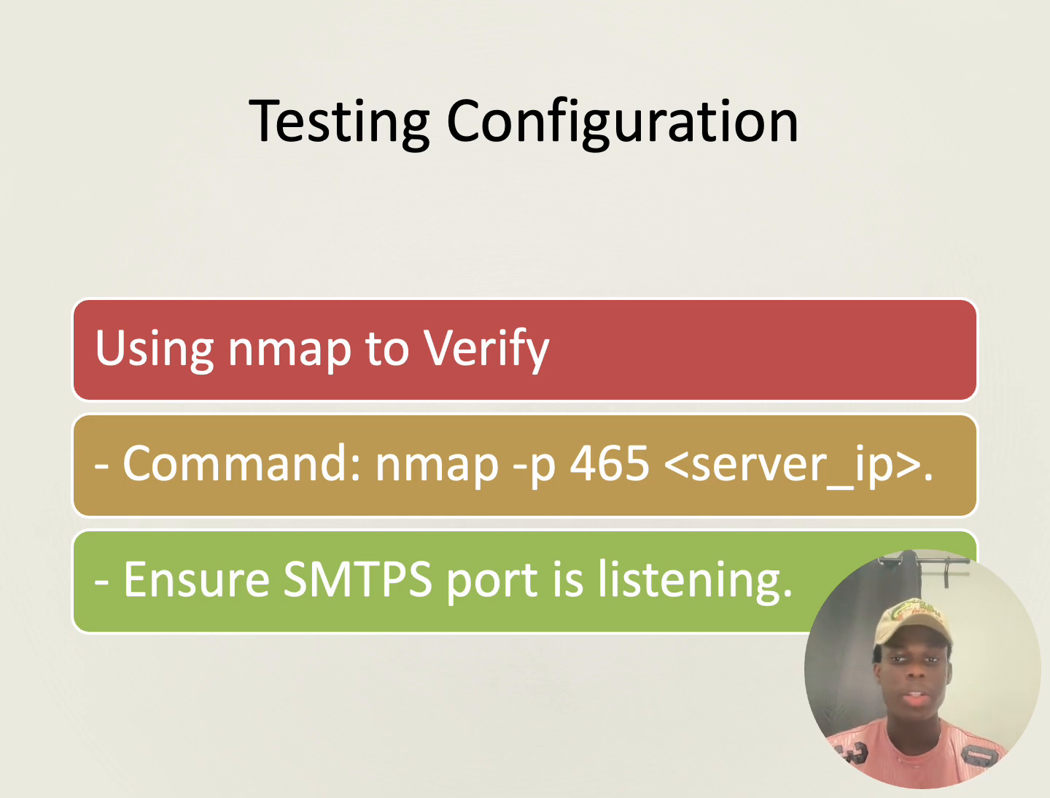Once your configuration is complete, it is crucial to test and ensure that SMTPS is listening correctly. This is to know whether you have done this right. We can use tools such as nmap within the CMD to check this. Use a command such as nmap -p 465 followed by the server's IP address. This will help verify that your service is configured correctly without needing to send or receive mail functionally.